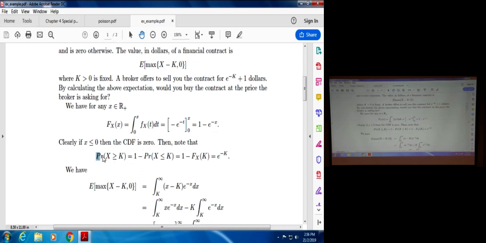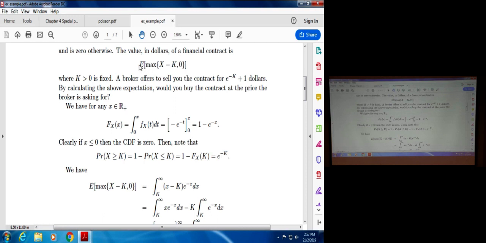If I want to find the probability that x is bigger than k, I'm going to use this in a moment. That's 1 minus the probability x is less than or equal to k, and I've just computed the probability that x is less than or equal to k, so I just substitute capital K into this formula. So this is 1 minus (1 minus e to the minus k), which is equal to e to the minus k. This is just a statement of two facts, and I'm going to use them in my calculations below because I want to be able to calculate the value of this financial contract.